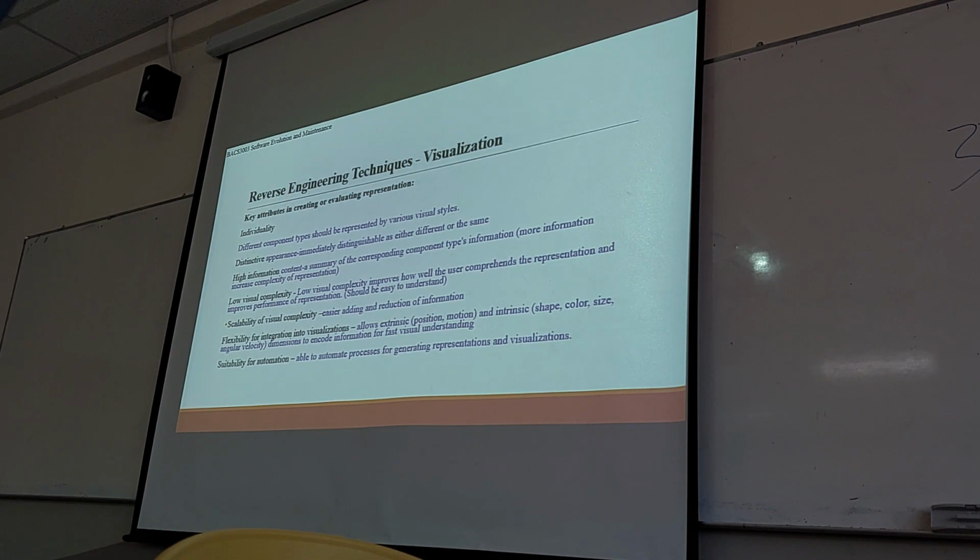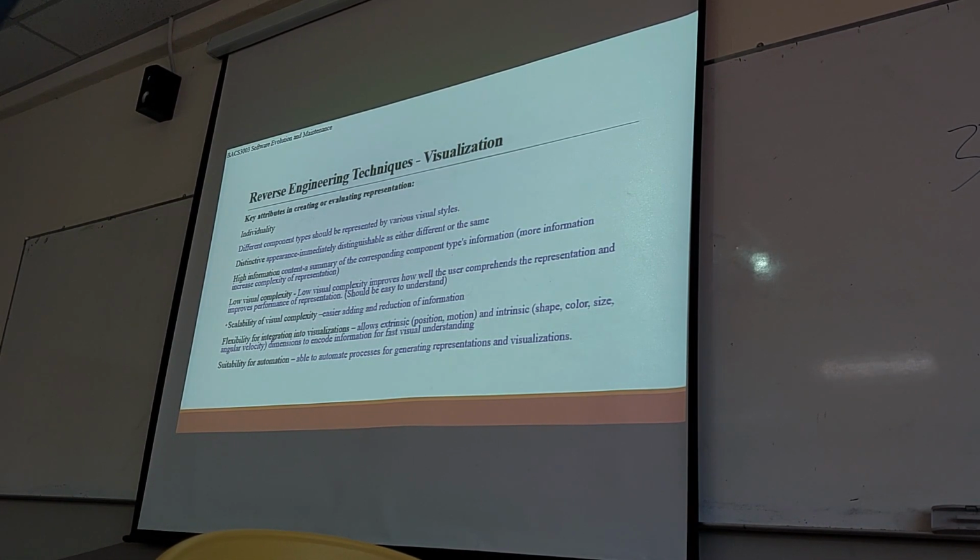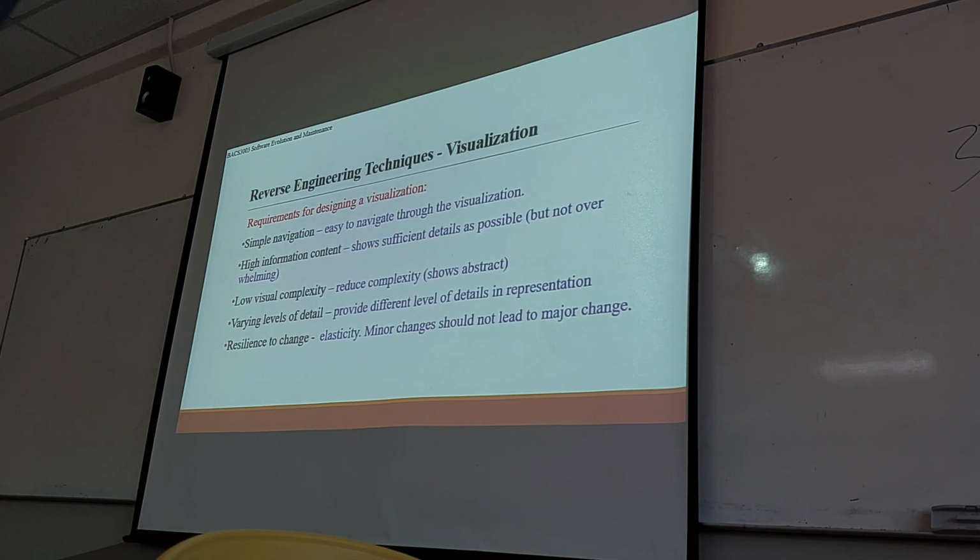Understand? Scalability of visual complexity: your representation of your system structure should allow removing or adding information easily. Flexibility for integration into visualization: allow easier reorientation, position, shape, color, size, changes of these attributes on your representation or visualizations. Suitability for automation: allow automation for generating representation and visualization.